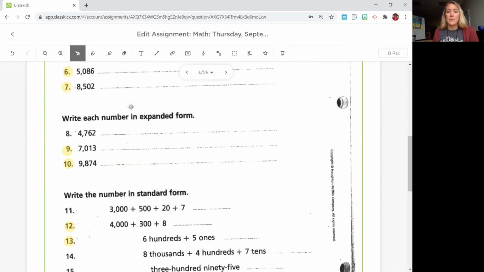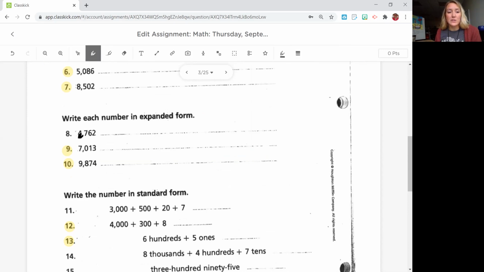Write each number in expanded form. Expanded form. That means you are adding the plus signs. Now, I do not want you to use typing for this because it will take you probably too long. I would like you to write it out. Okay, so when you're writing out expanded form, you first need to label the place values.